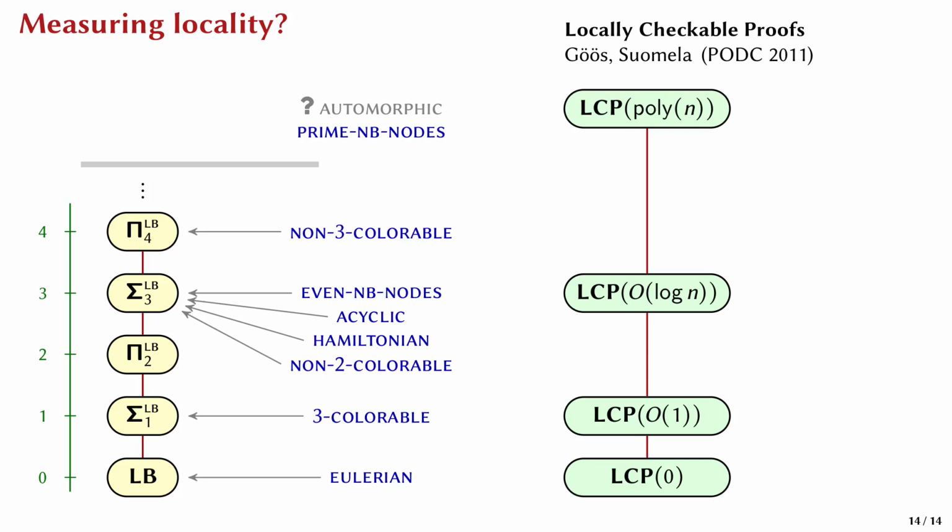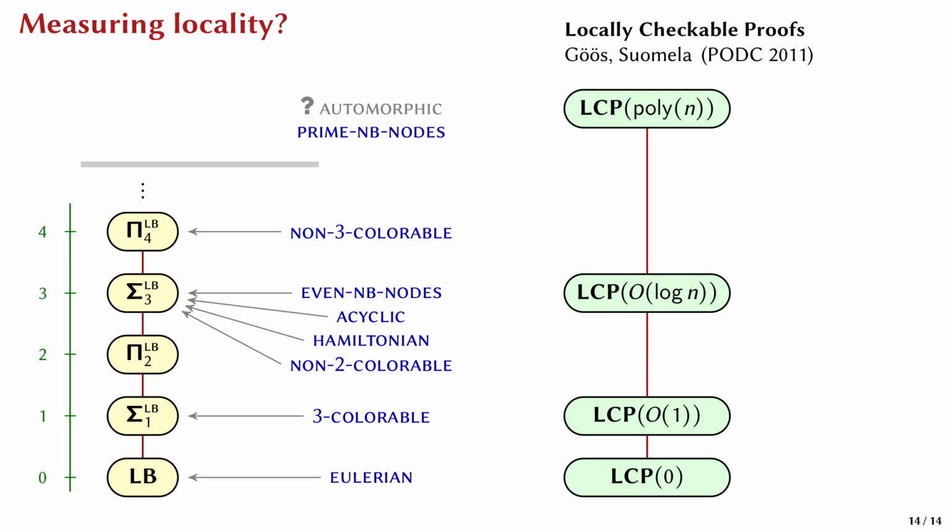Well, remember that the yellow hierarchy is based on alternation between Eve and Adam. And its main constraint is that certificates must be locally bounded. Now in the green hierarchy on the right, there is no alternation, there is only non-determinism. So Eve has to play all by herself. But here she's given more power. She can use globally unique identifiers, and her certificates can be much larger.